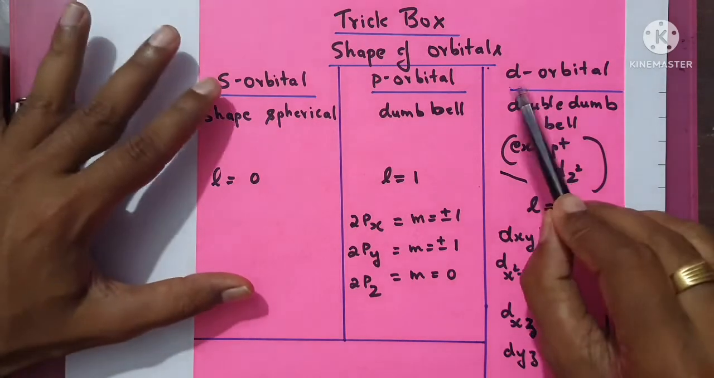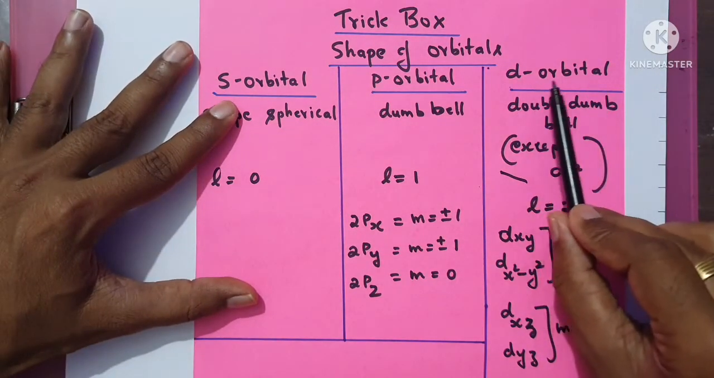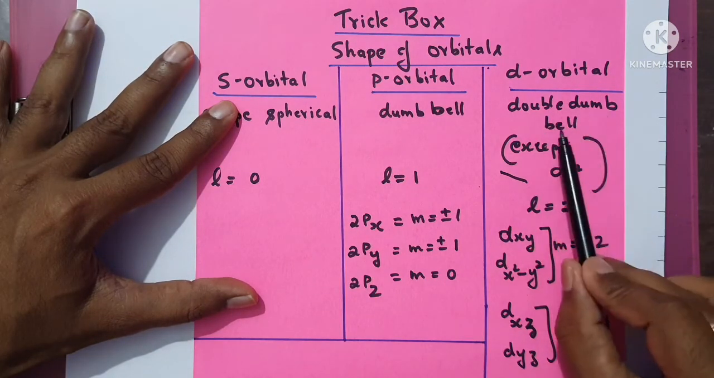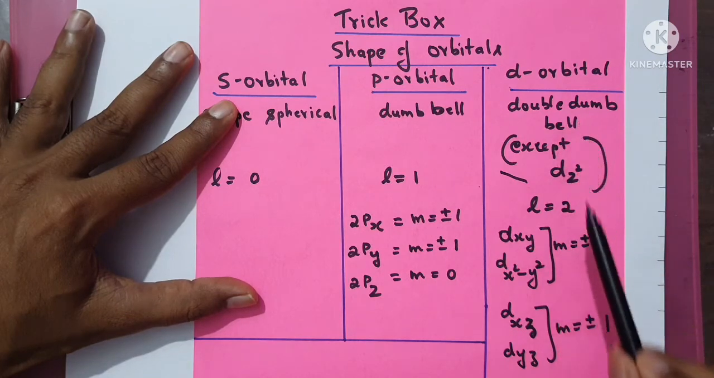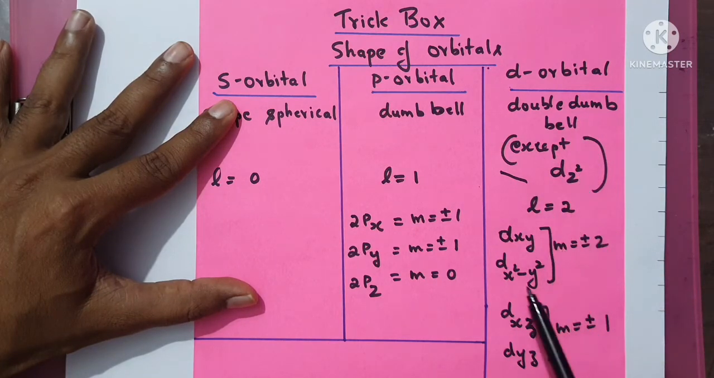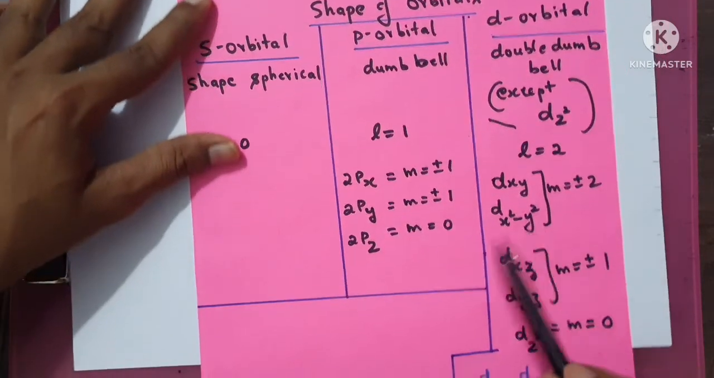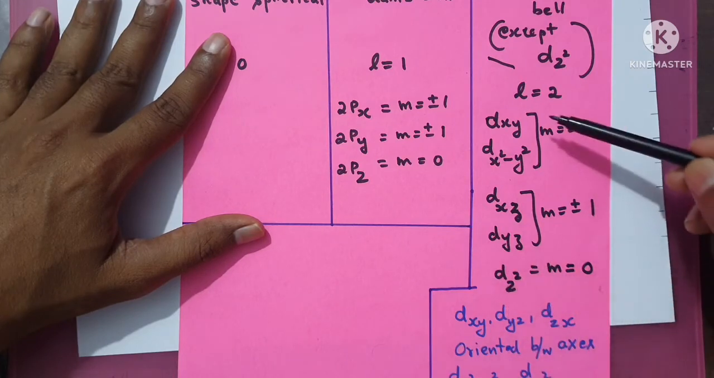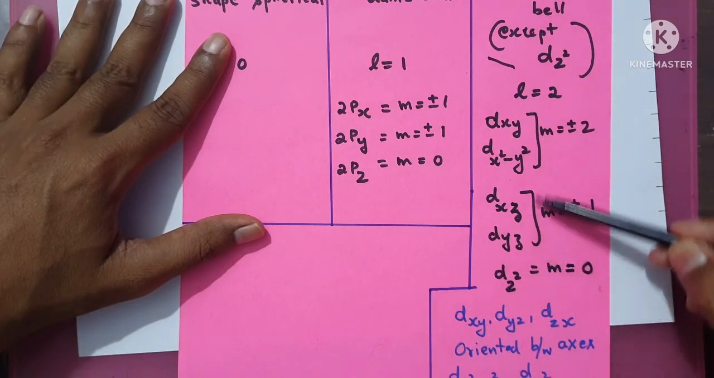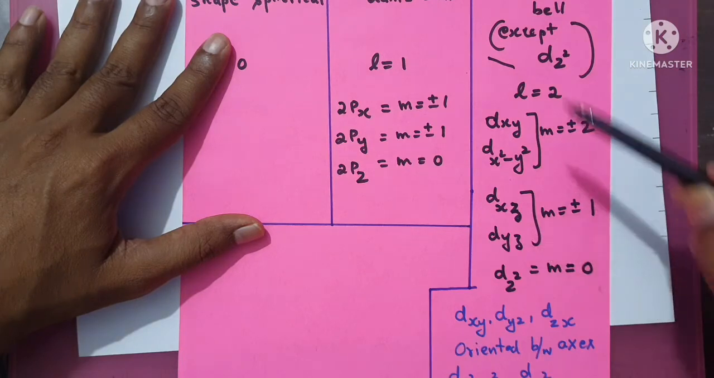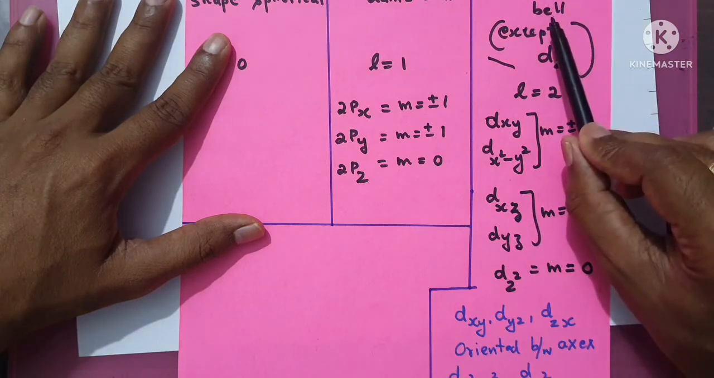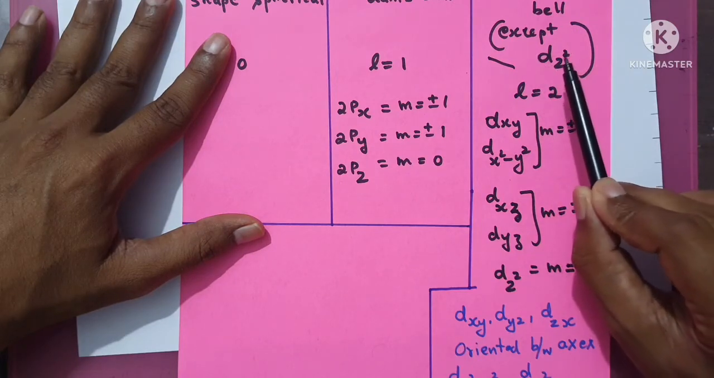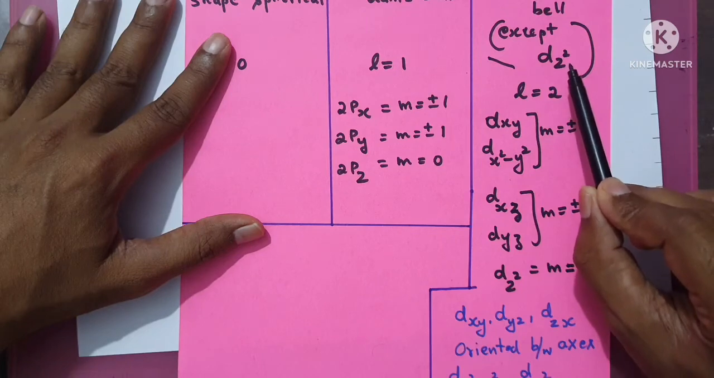Remember, children, in case of d orbitals, there are 5 d orbitals. In that, 4 d orbitals will have a double dumbbell shape, that is dxy, dx square minus y square, dxz, dyz. I am just showing you here all these 4 orbitals which you are seeing here, they all will have double dumbbell shape. Whereas the only one, dz square, does not have a double dumbbell shape, which is a very important information you should know, children.